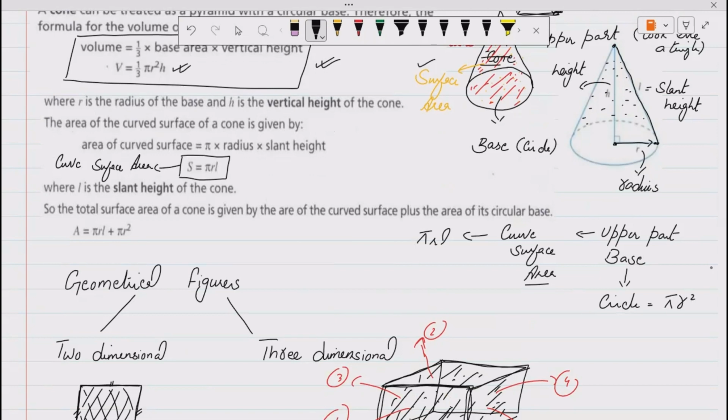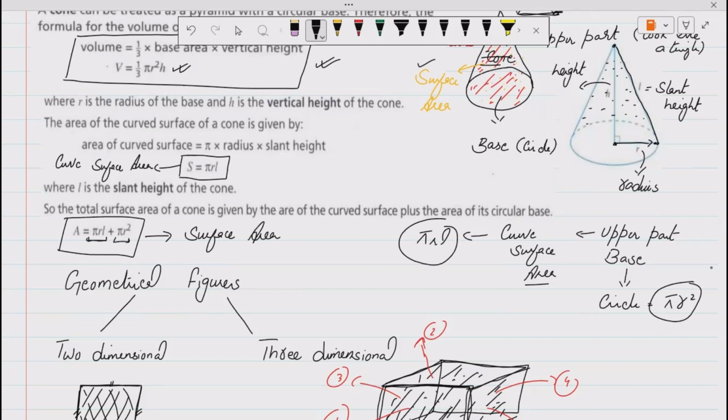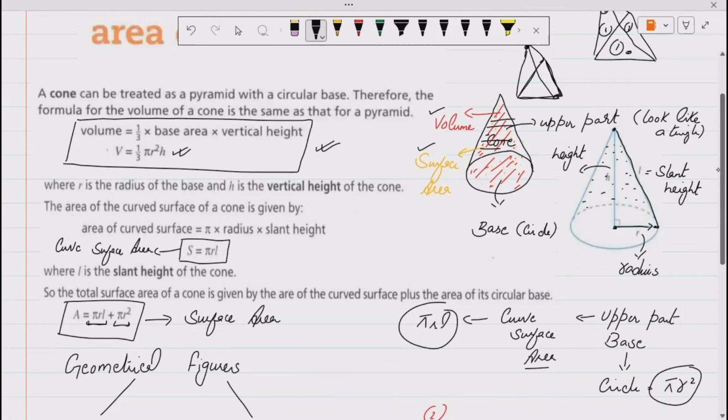So if we want to know the surface area of the whole cone, it means this plus this. This is the formula of the surface area: the area of the curved part, the upper part, and the area of the lower part, just sum them up, and you get the surface area of a cone. So we have three formulas, right? So in total four formulas.